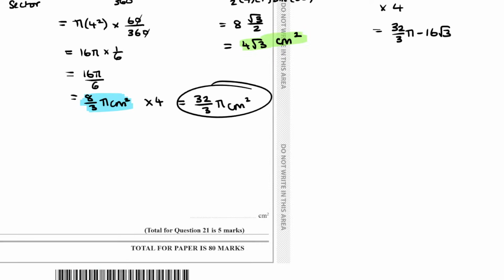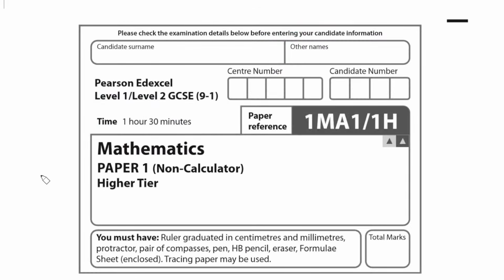That's that bit. So yeah, that was all of that paper. That was, as a reminder, the Edexcel June 2022 paper 1H, so higher tier.